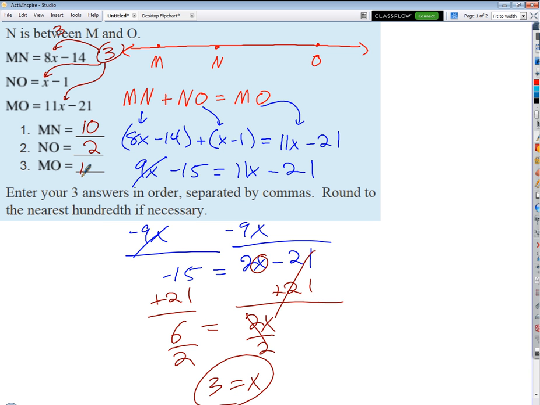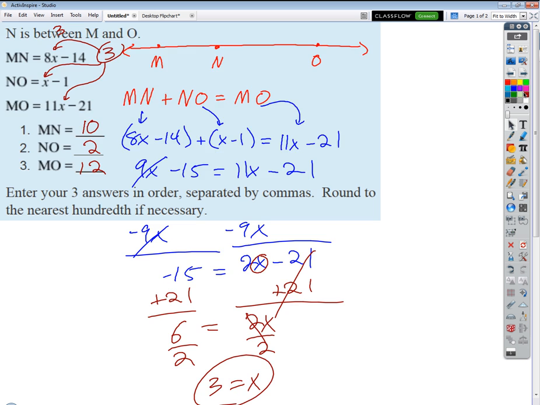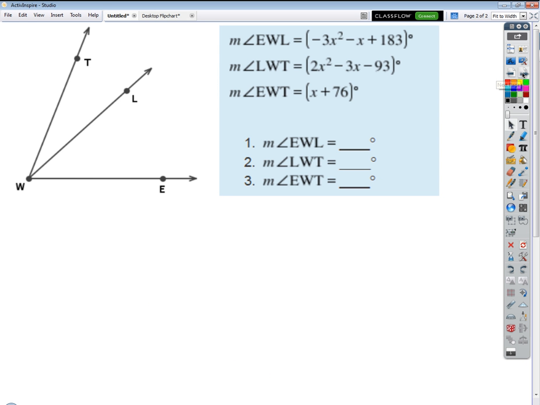12, yeah, it's 12. So it works, doesn't it? 10 plus 2 equals 12. We got it. Okay, make sense? And now we're done. Now we answered the geometry question. Okay, so here's the part. I'm not going to let you off that easy, though.